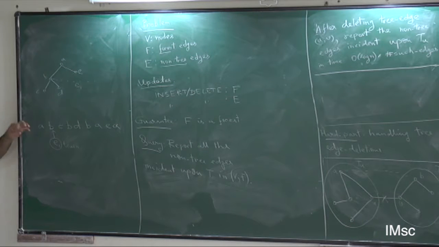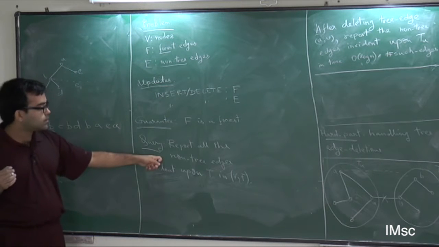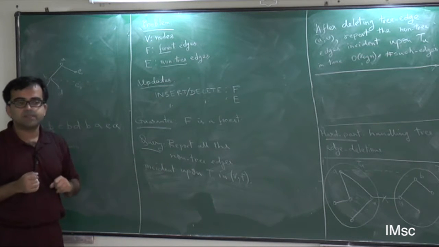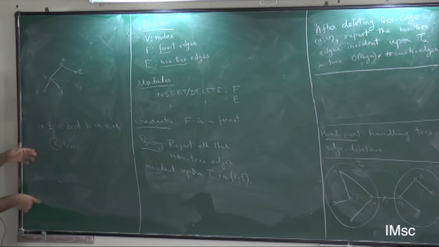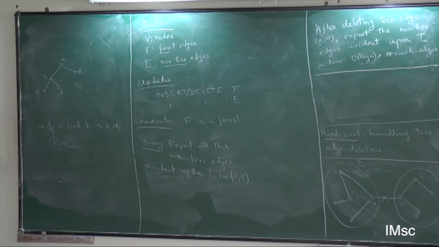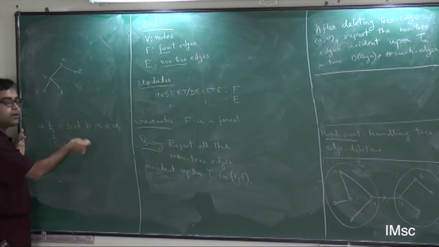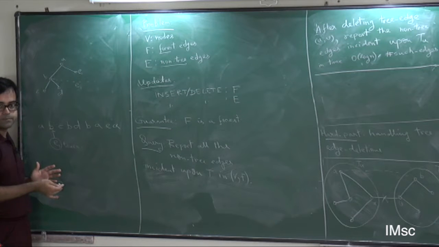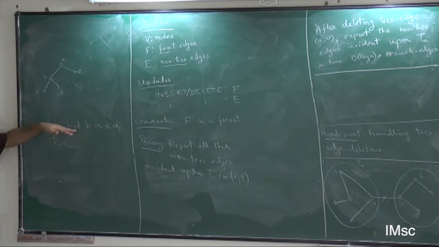You are asking to insert or delete this token into this element, you just go to that element and insert or delete that token. But what is this operation? Report all the non-tree edges incident on T. It just says, given a list, report all the tokens associated with its elements. Okay. But you cannot afford to visit all the elements to do that, because there might be n elements in this list, but only very few of them have tokens. Okay. So, how will you do that? The point is that these lists are represented using balanced search trees.